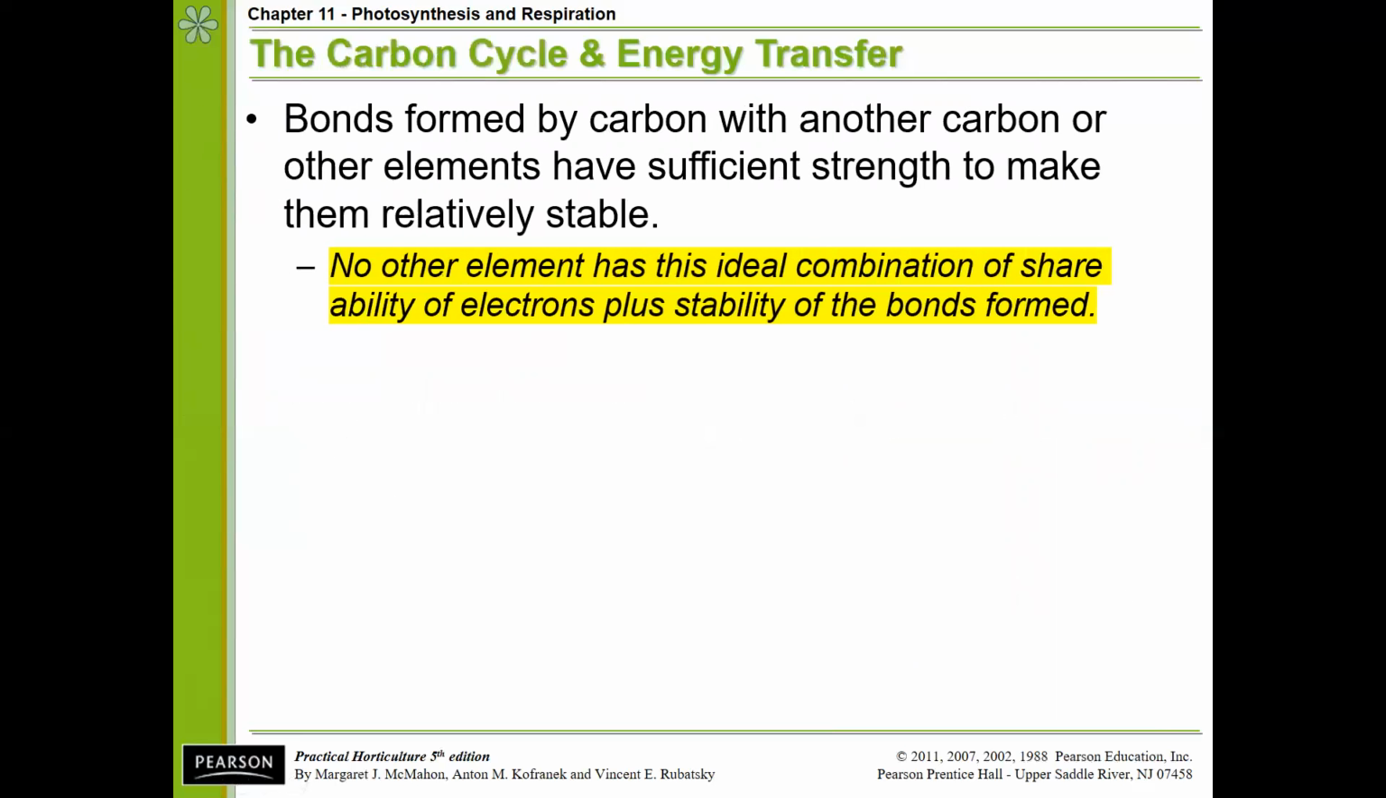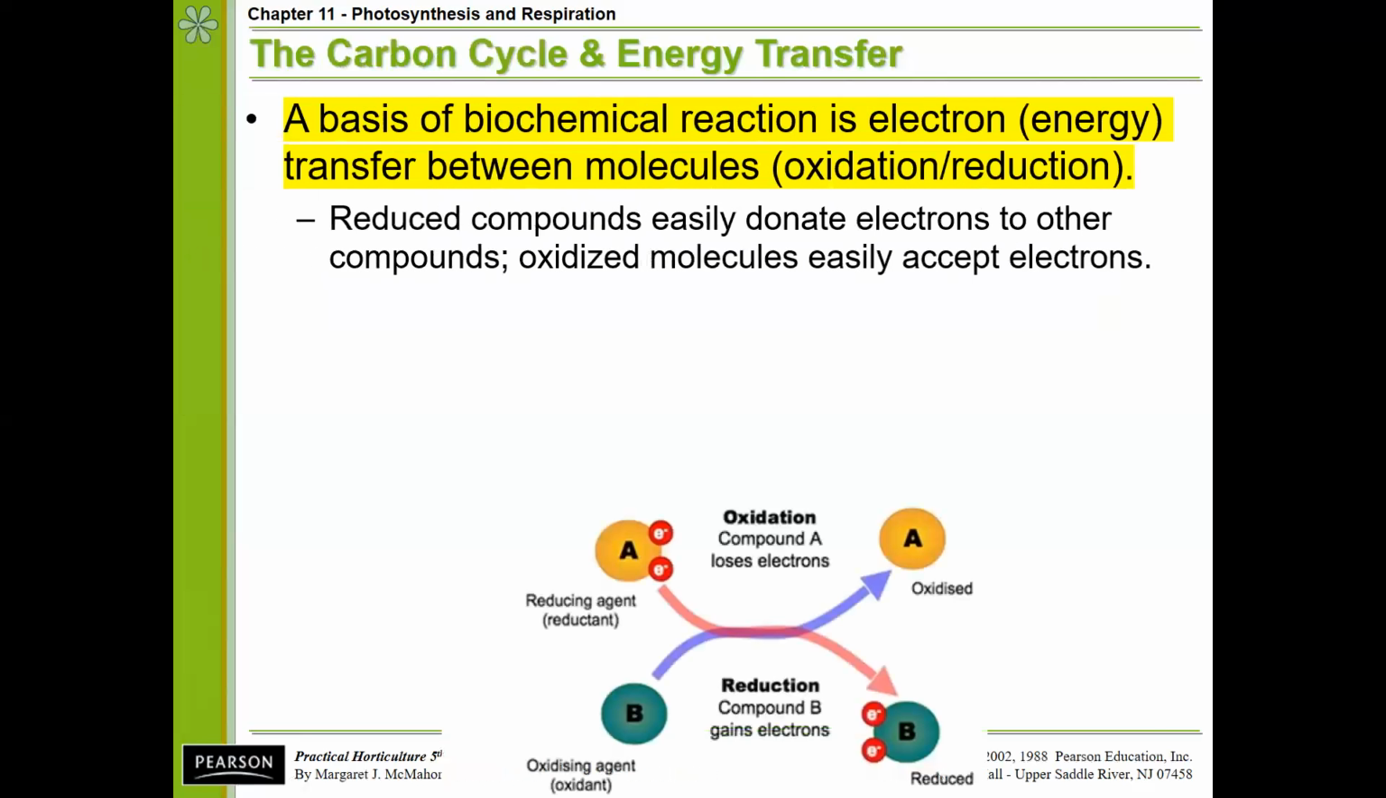No other element has this ideal combination of the ability to share electrons plus the stability that results from these bonds that form, which makes carbon such an important element in life. And of course, we are all carbon-based life forms. On other planets, and in other galaxies, other star systems, they believe that there may be other life forms that are based on different elements. But for our purposes on planet Earth, basically every living thing is a carbon-based life form.